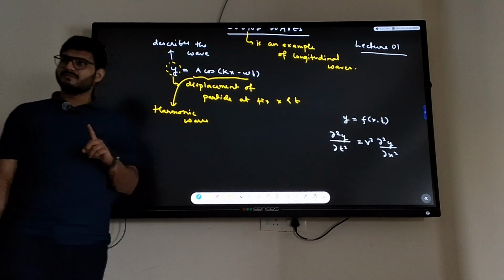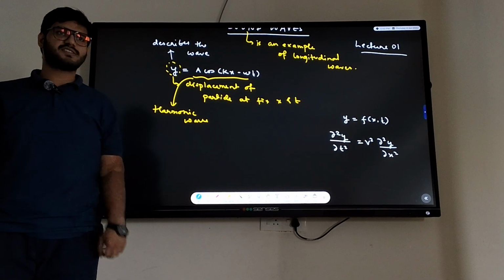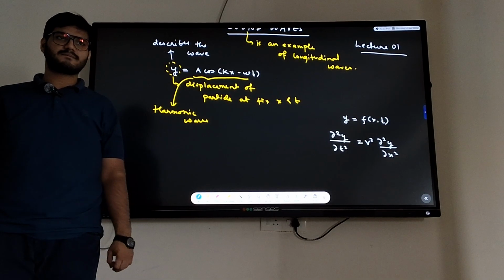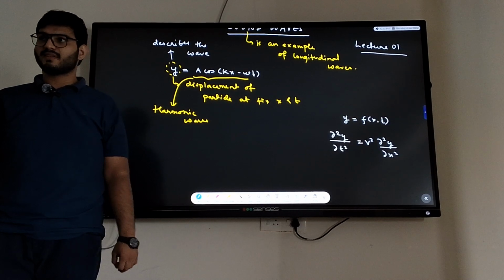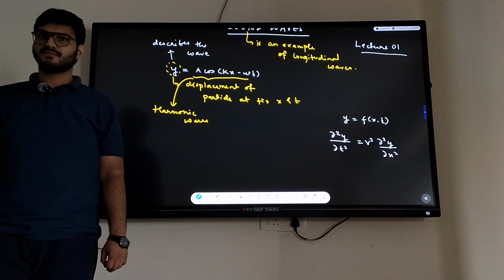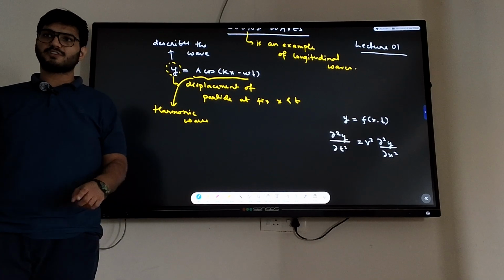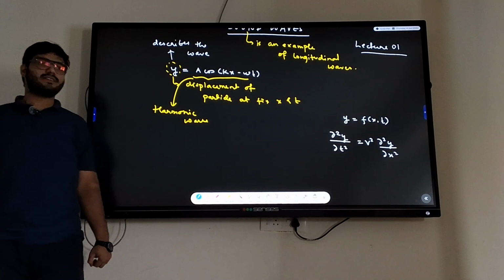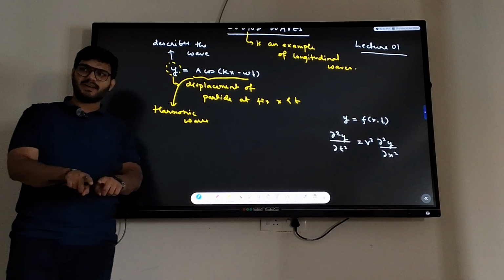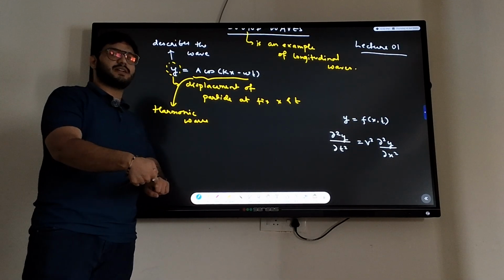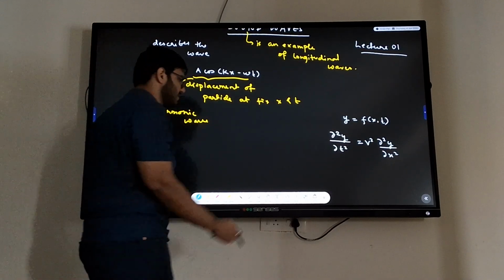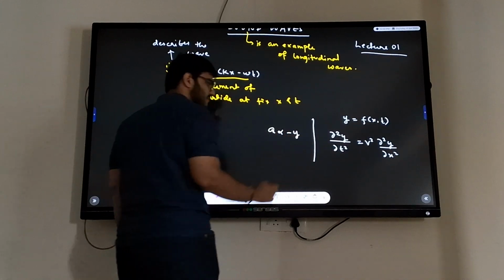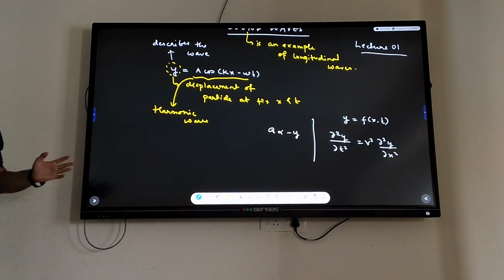What's so unique about SHM? What is so unique about SHM? The force is directly proportional to the negative of displacement. And what does it mean? That there is a restoring force. Every time a particle tries to move away, it ends up getting back. So every time the particle will come back to its mean position. This is SHM. What was the condition? That acceleration is minus proportional to displacement. You should know this stuff. So that's the difference between any kind of oscillation and SHM.